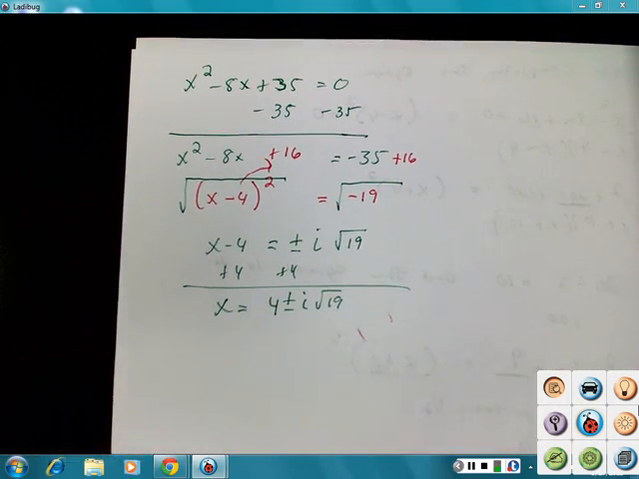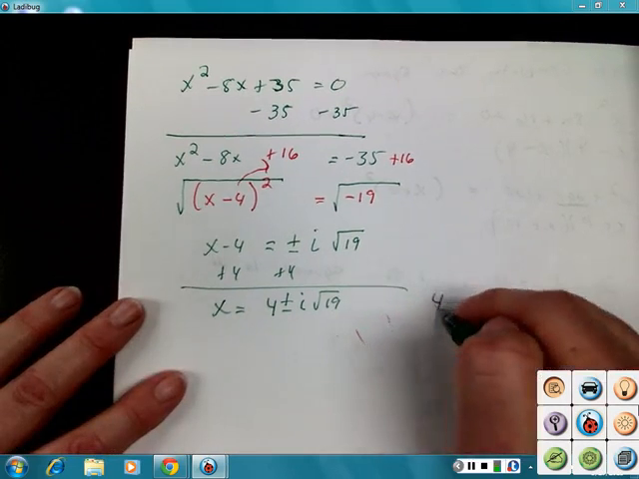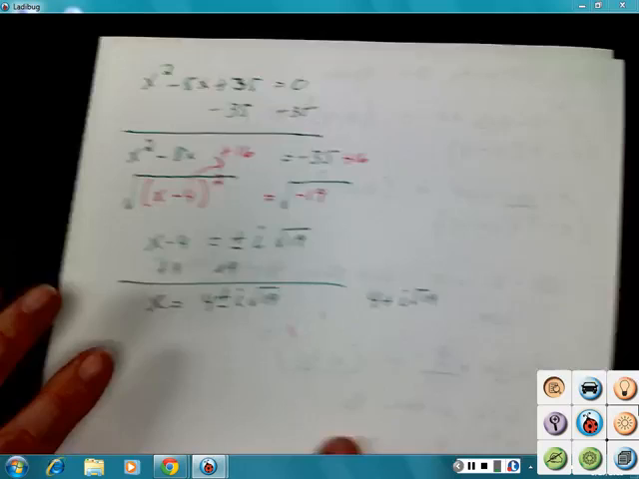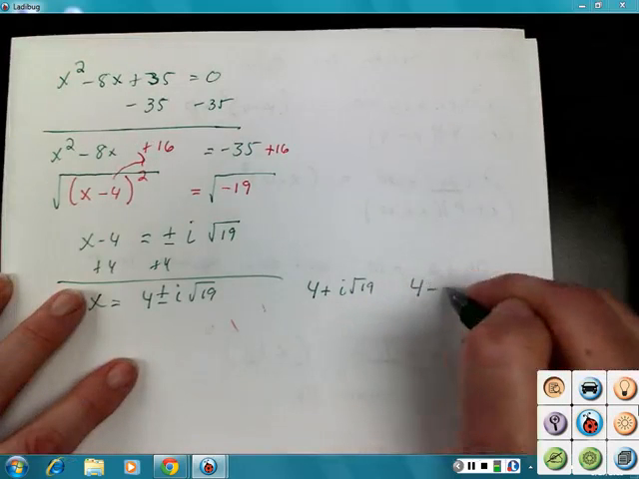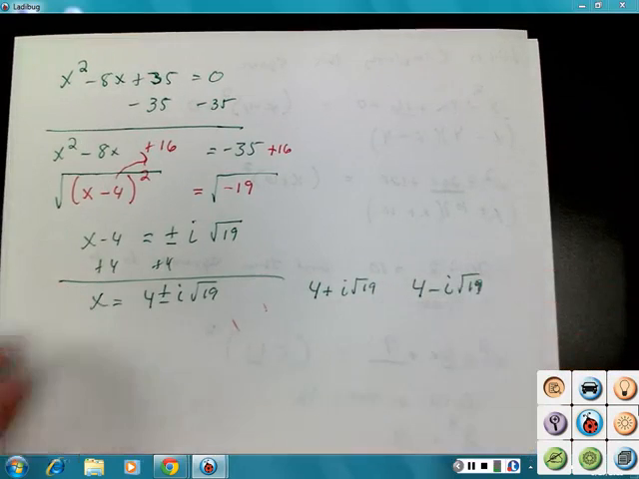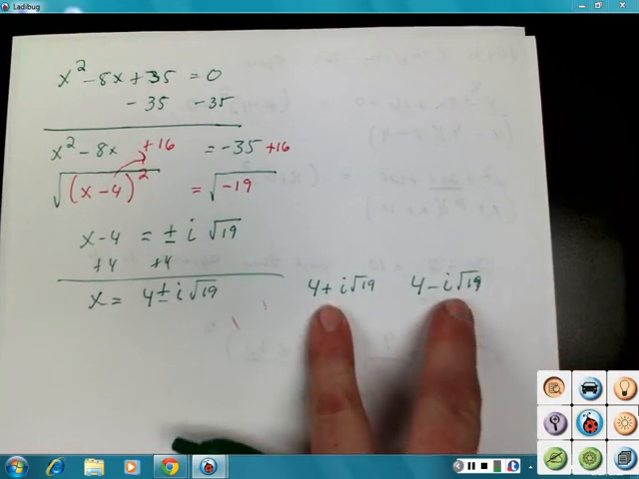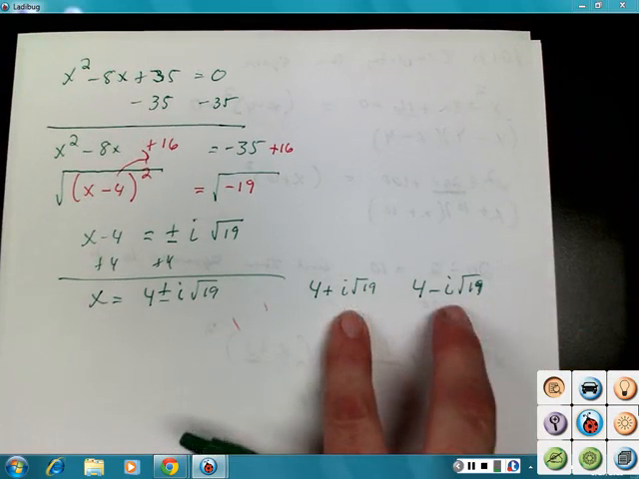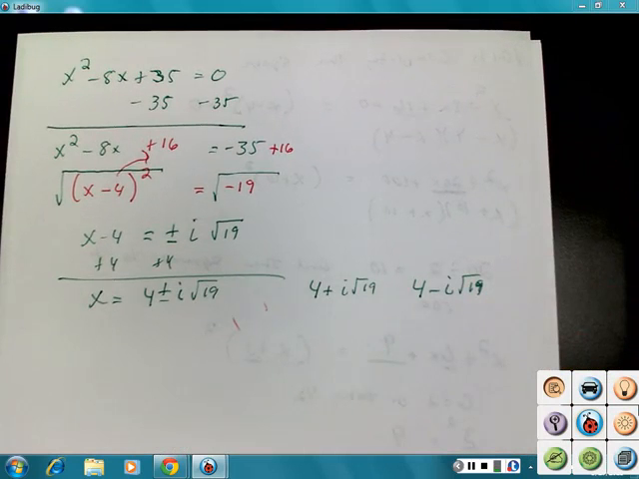Now in Hawks, they're going to have you write 4 plus i square root of 19 in one box, and 4 minus i square root of 19 in the second box, because these are the two answers that we can possibly come up with for that. Okay, make sense? As long as that starts to make some sense, let's go through some more of these.